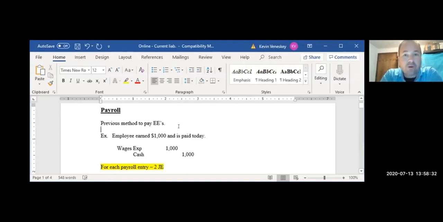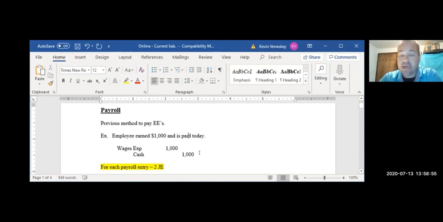So the first thing I wanted to look at is payroll. How payroll is going to be a lot different compared to what we have been used to seeing so far. So far, we've basically just been told that employees have earned a certain amount of money and then they're paid, and the entry would be very generic, something like this.